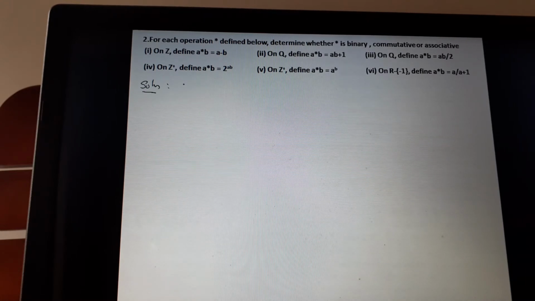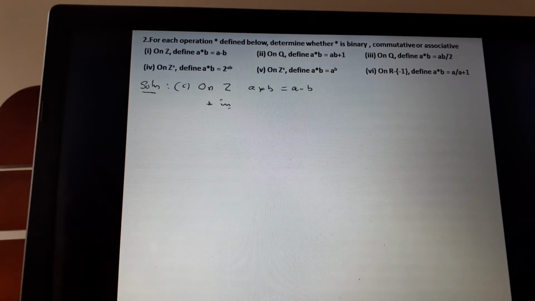First one. First question is on Z. On Z, A star B is defined by A minus B. A star B equal to A minus B. Now here Z means both positive and negative integers. Therefore A minus B is definitely binary. So we have to write now: star is binary because you have to decide that. So star is a binary operation as A, B belonging to Z, A minus B also belongs to Z. So this implies star is a binary operation.